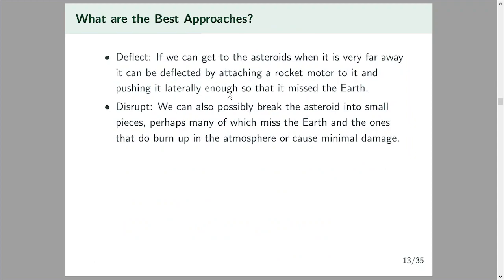There are two sort of discussed approaches. There might be better approaches. One is just to deflect the asteroid or comet, by the way, either one really. You find them when they're very far away, and then push on them very gently for a long time. You just want them to miss the Earth, and so if you get them when they're really far away, you can just push on them a little bit for a long time, and that'll get them to miss the Earth.